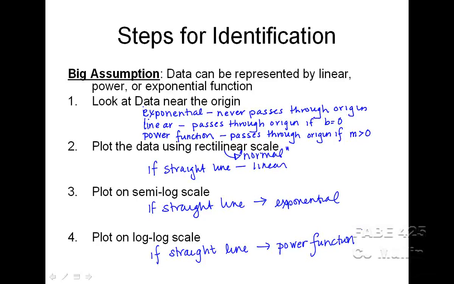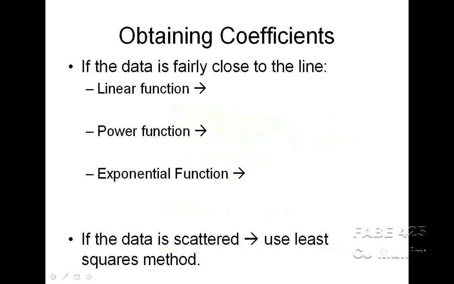So, not exactly rocket science, but there are these 4 steps. Just take your time through these steps, once you have the data and are plotting it, to figure out what type of function you have. And once you know the function, the next step would be to obtain the coefficients, which is what we're going to do on the next slide.